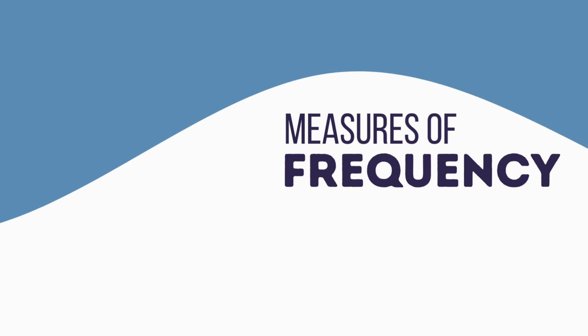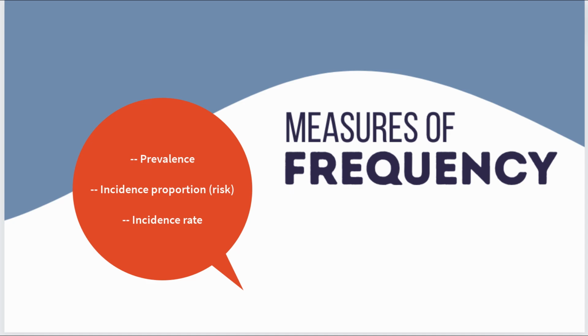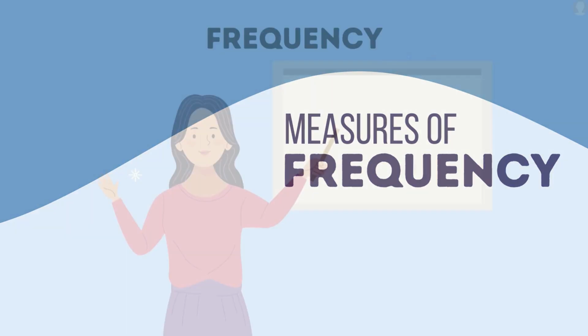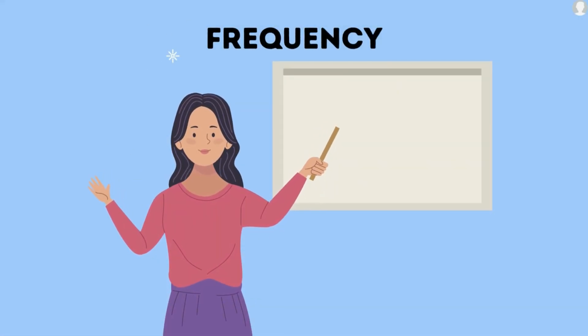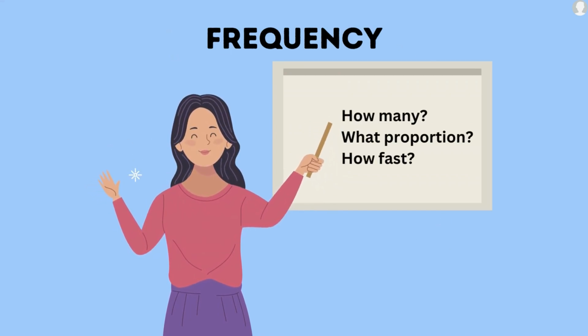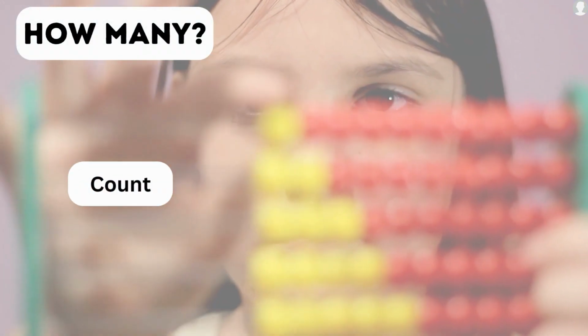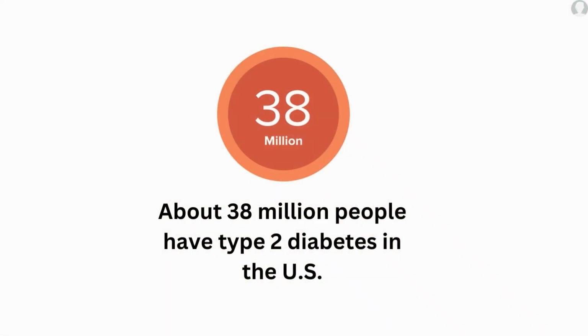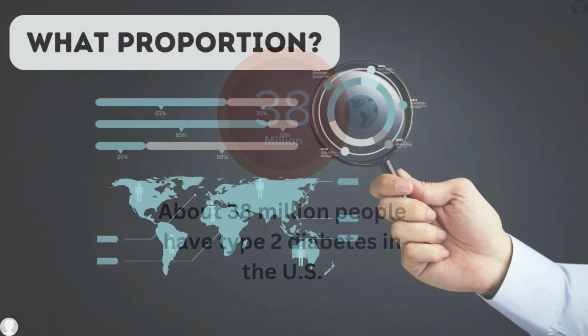This lecture covers the basic measures of frequency, including prevalence, incidence proportion, and incidence rate. When we talk about the frequency of health issues, we could mean three things: how many, what proportion, or how fast. How many means the raw count. For example, about 38 million US adults have type 2 diabetes.